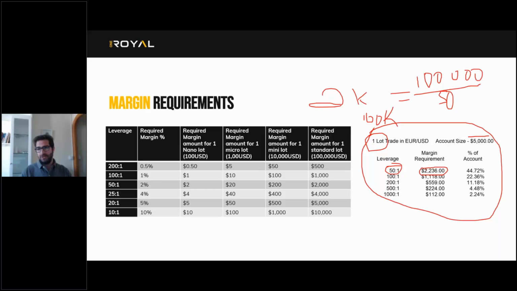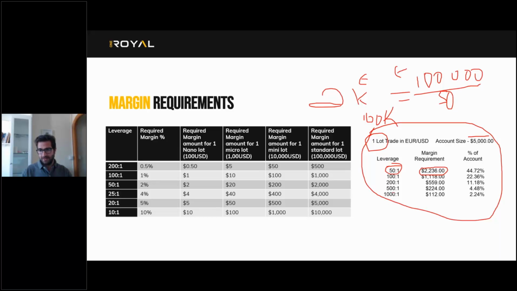Since we are trading Euro USD, this is the difference because of the conversion rate. So it's around 2,236. Here we're trading 100,000 euros. So the conversion rate will have a 236 difference, okay? But 100,000 divided by 50 is 2,000 euro, and 2,000 euro is around $2,236. Okay, so this is here the example of 50 to 1.